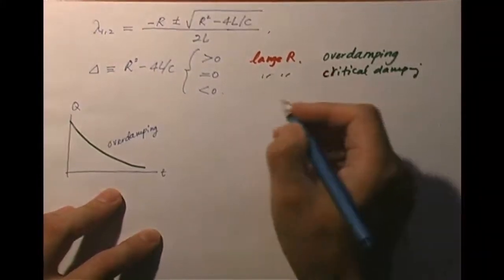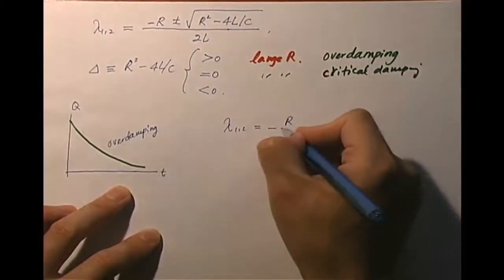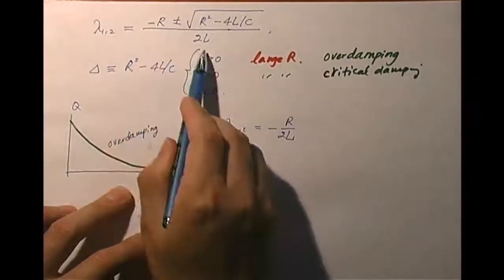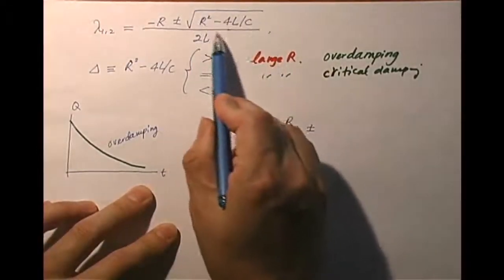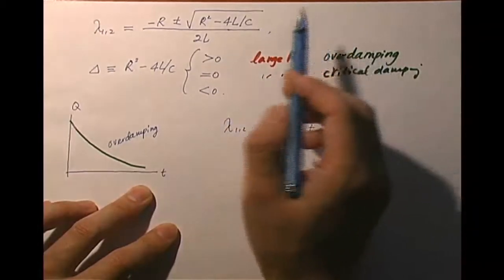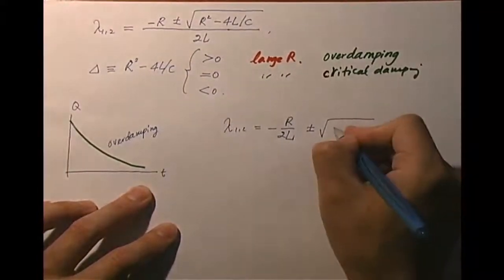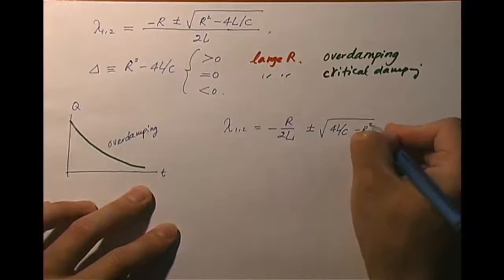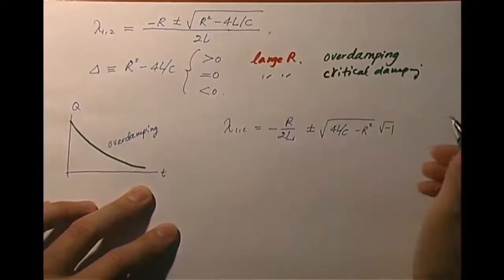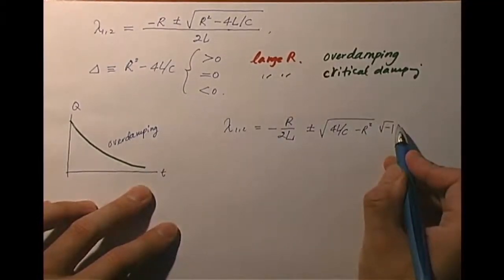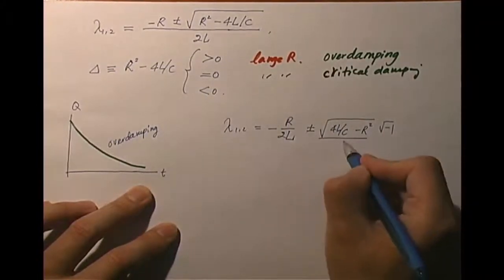So you're looking at lambda equals negative R over 2L, I'm taking the first term out, plus or minus what? This thing under the square root is now negative. What I'm going to do is reverse the order of 4L over C and R squared, so I put 4L over C minus R squared. Of course, there will be a negative 1. Now, you know the square root of negative 1 is the imaginary number I. Don't forget I have to divide this whole thing by 2L.